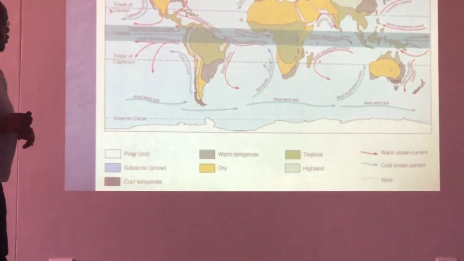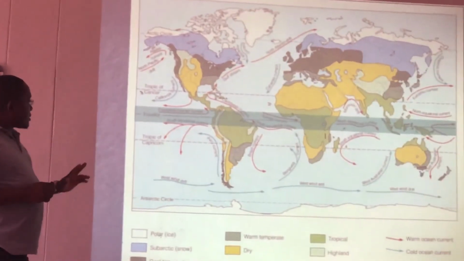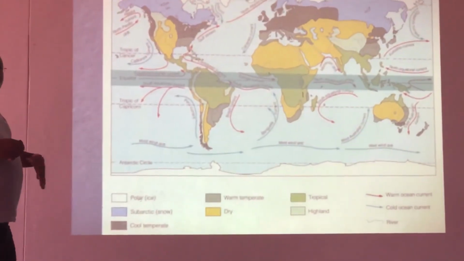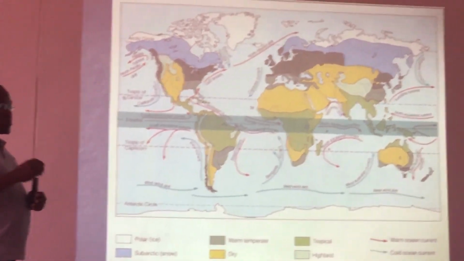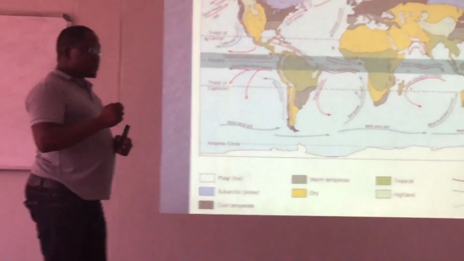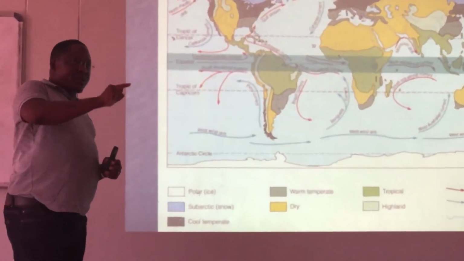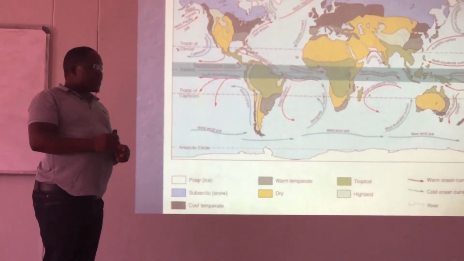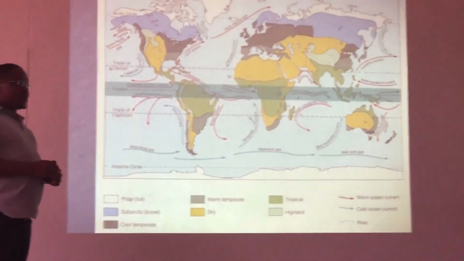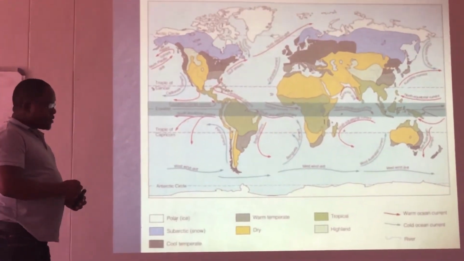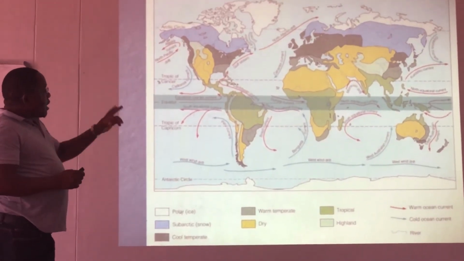So again, this is the same thing with, for example, atmospheric circulation. The key for you to understand is that in the northern hemisphere, atmospheric and oceanic circulations are taking a clockwise path, whereas in the southern hemisphere, oceanic and atmospheric circulations are following a counterclockwise path.